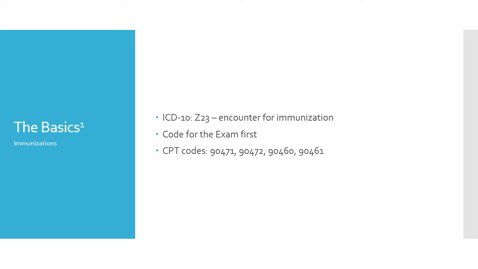Coding for vaccines. When coding for vaccinations, you simply report the ICD-10 code Z23. Z23 is the ICD-10 code for encounter for immunization. This covers every vaccine, no matter how many vaccines were given or what the vaccine was. Now you also have to assign the CPT code for giving the vaccine plus the specific vaccine that you gave.